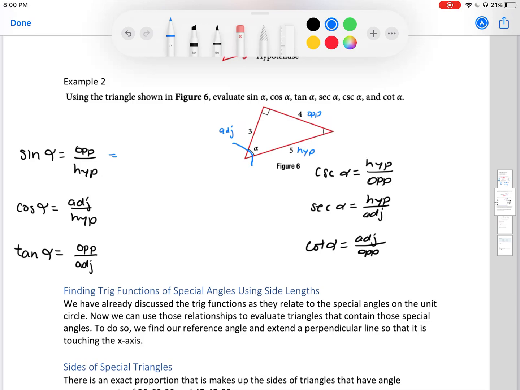So that opposite side is 4, hypotenuse is 5, so sine alpha is 4 over 5. Adjacent is 3, hypotenuse is 5, so cosine alpha is 3 over 5. And tangent is opposite over adjacent, so 4 over 3. And if we have our original 3, we also have our reciprocals because it's just the flip of the fraction. So we have 5 over 4, 5 over 3, and 3 over 4.